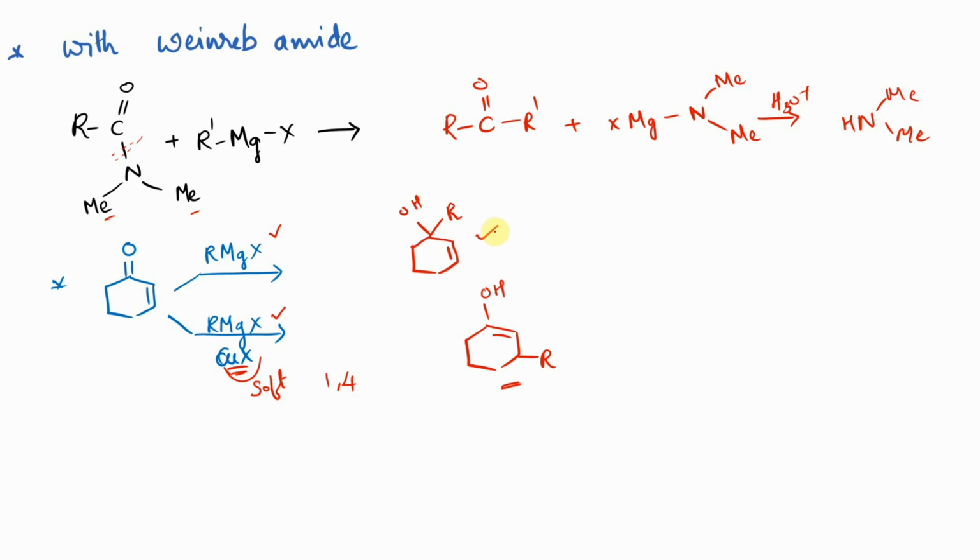And this is the product if you just use the Grignard reagent. So Grignard reagent can undergo both direct addition and Michael addition depending upon the substrate which you are using. If you are not using anything, then the reaction will be 1,2 addition. If you are using a soft reagent such as CuX, then the reaction will support Michael addition, or 1,4 addition.